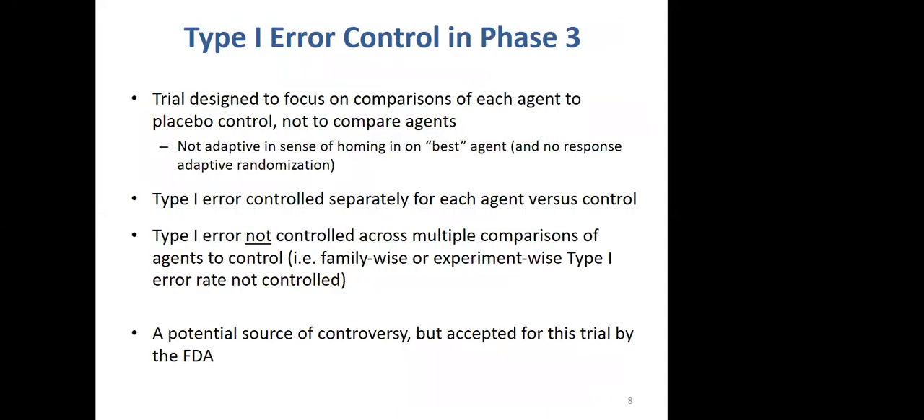So as I mentioned, this platform study was really set up with the intent of evaluating multiple agents. What's being done in this particular platform study is to evaluate each agent in its own right compared to a control group, in this case, a placebo control group. The study wasn't designed with the intent of comparing among the agents. So it's not adaptive in the sense of trying to home in on a best agent, and there's no response adaptive randomization in this trial.